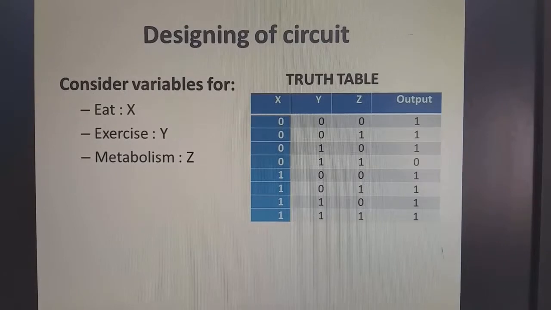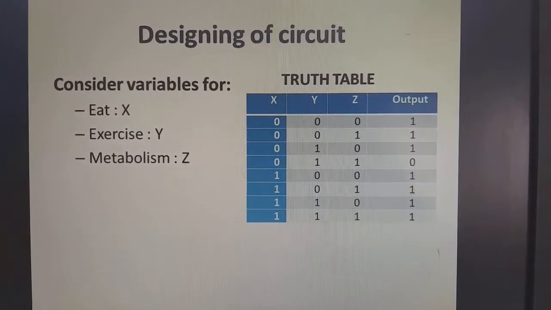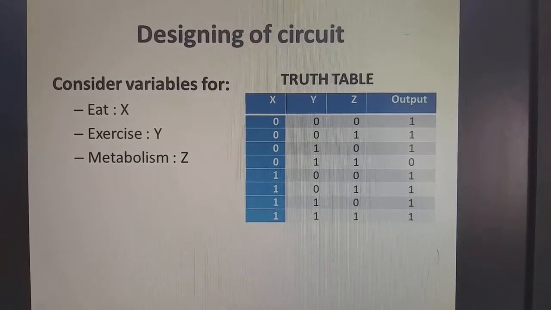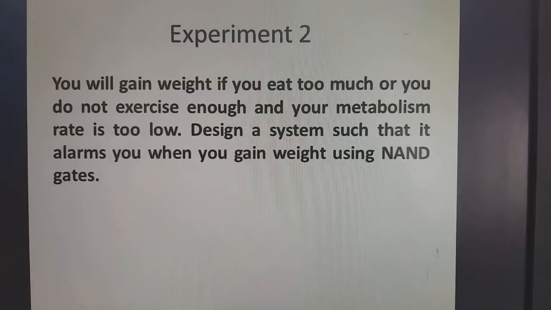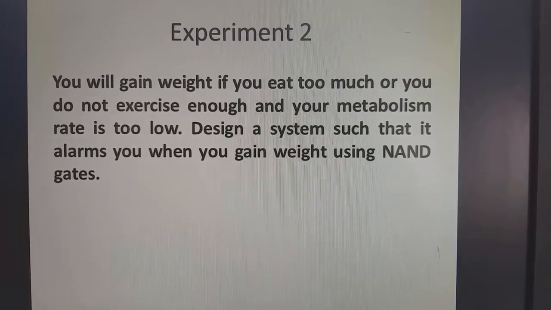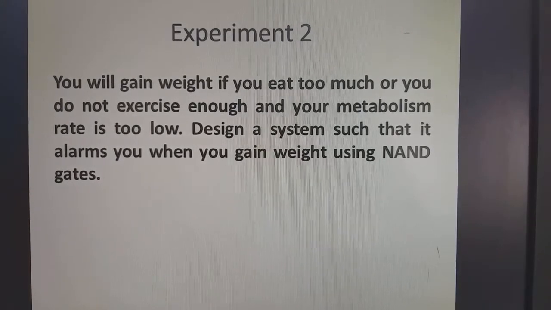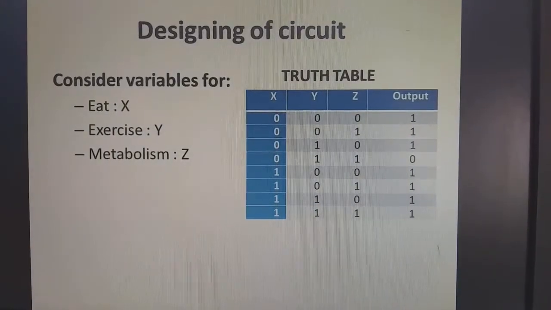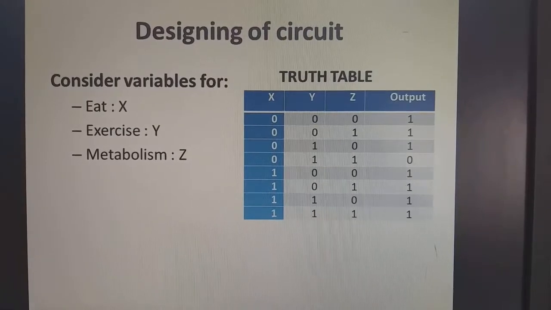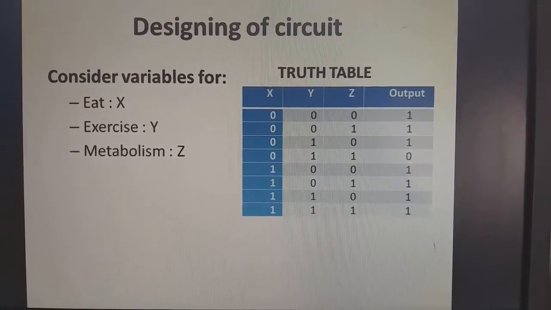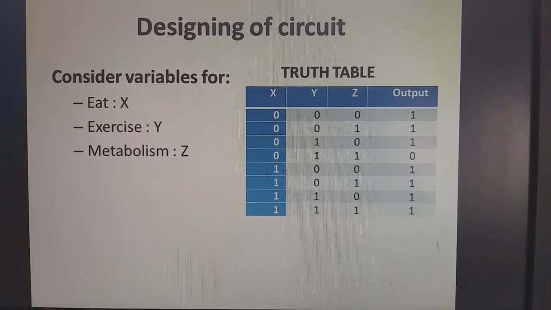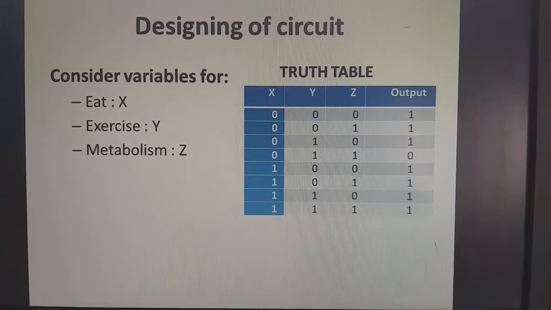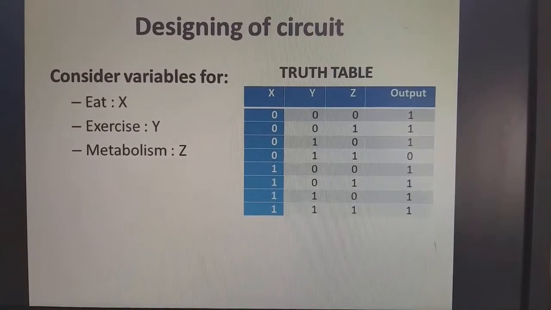To design the circuit we need as usual the Boolean expression. To get the Boolean expression, let us consider certain variables for the different conditions. First condition, as the statement depicts, you will gain weight. So weight is one attribute, exercise is another attribute, metabolism is another attribute. So all three attributes are represented using variables x, y and z. So correspondingly we can write the truth table. If you eat too much, if you have not done the exercise, and metabolism is too low, it will be alarming. So this is the concerning truth table.